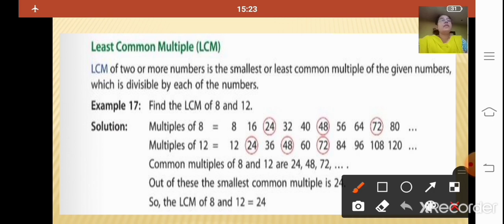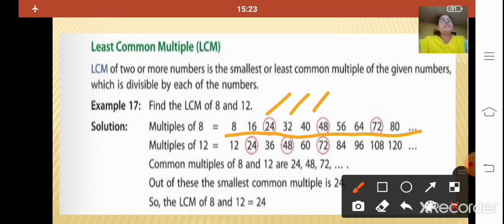Now first we will write all the multiples of 8. 8 ones are 8, 8 twos are 16, 8 threes are 24, 8 fours are 32, 8 fives are 40, 48, and so on. You will have an unlimited number of multiples. Same way we will write the multiples of 12: 12, 24, 36, 48, 60, 72 and so on.